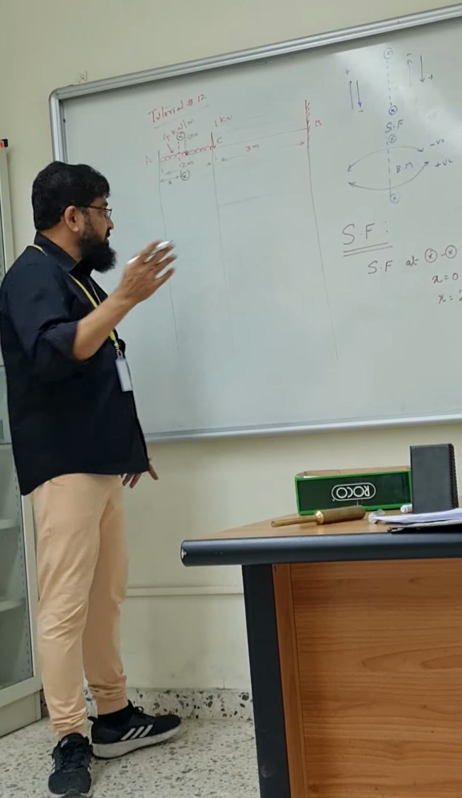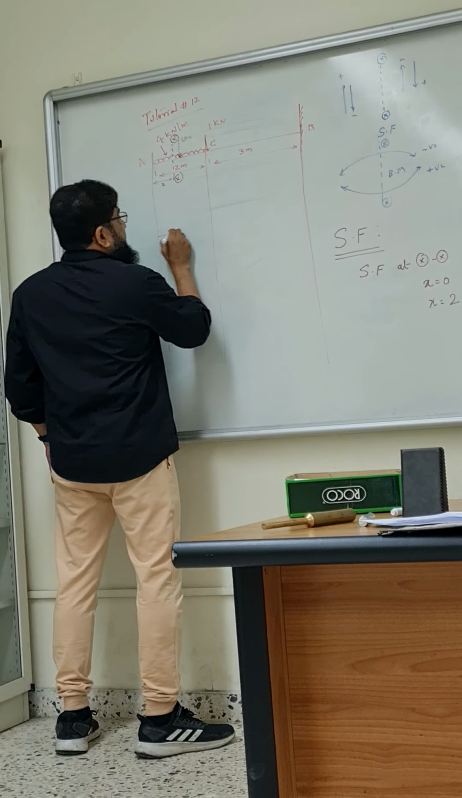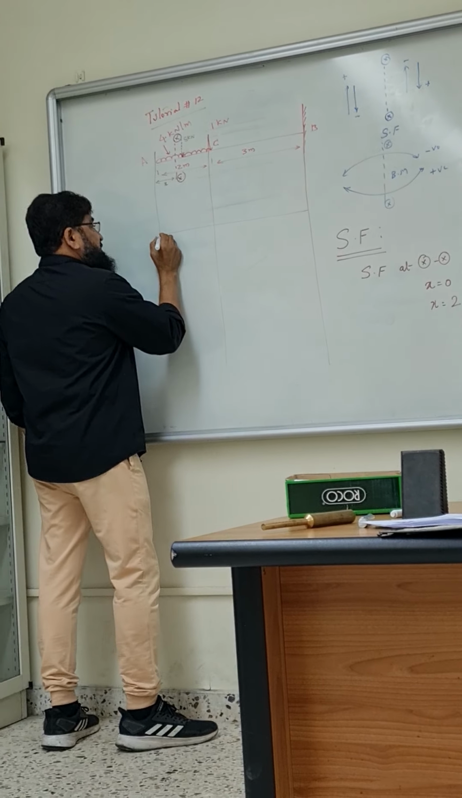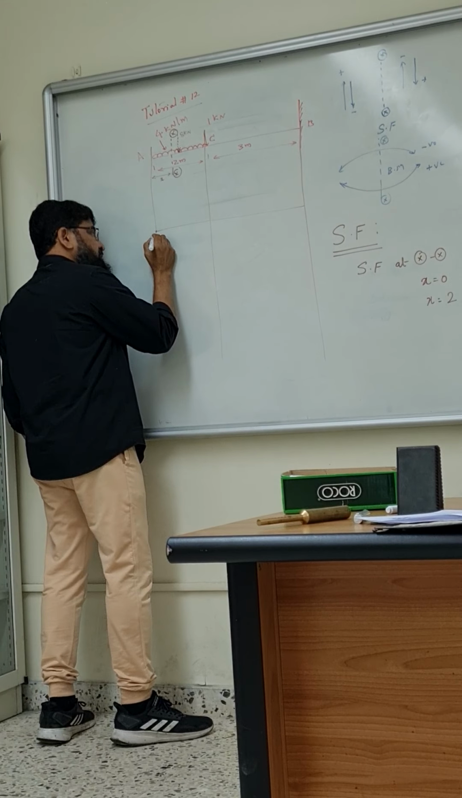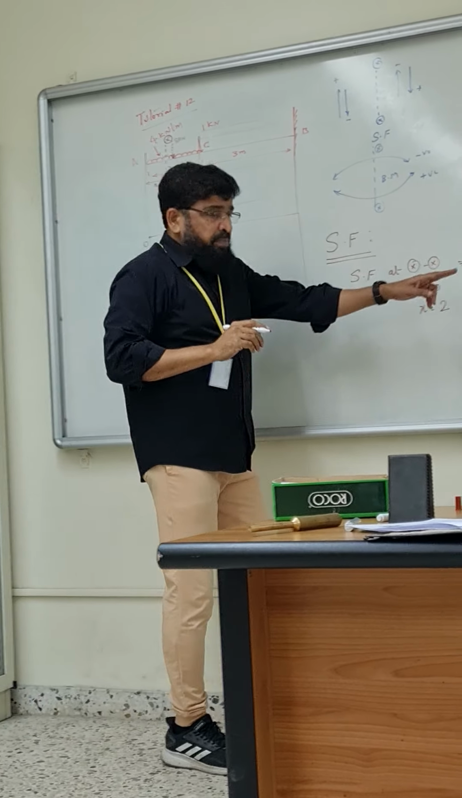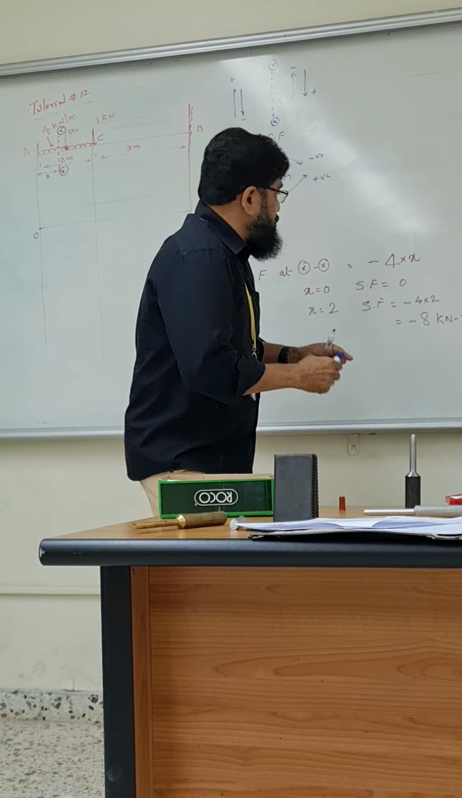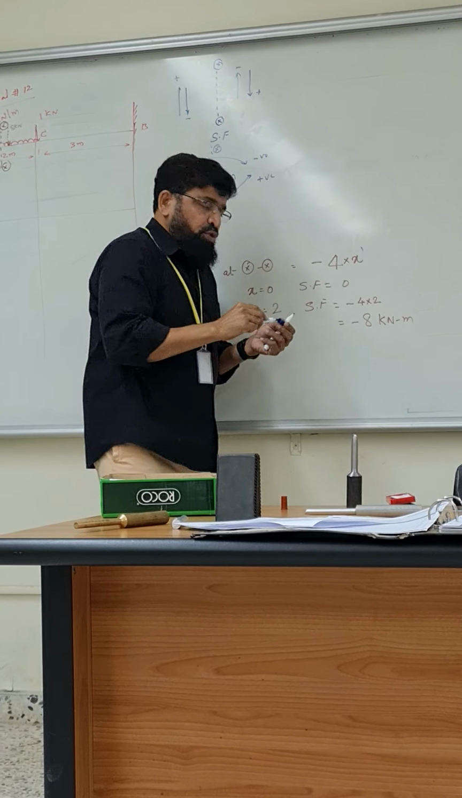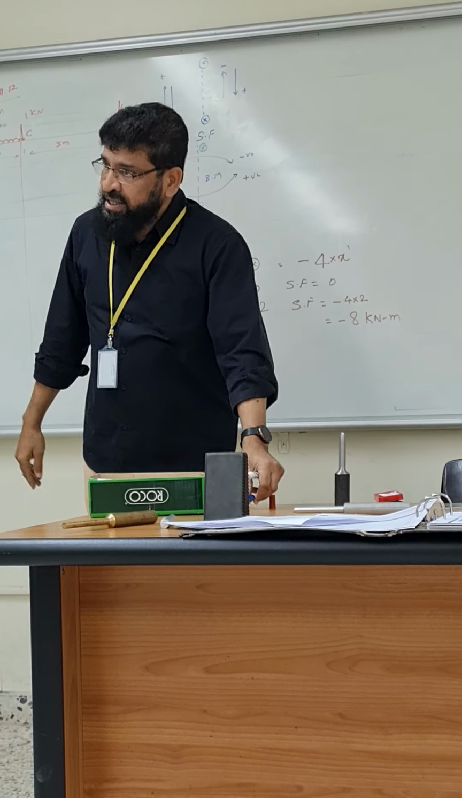Now let me draw a line here. When x is equal to 0, what did you get? 0. And what is the power of x? The power of x is 1 here, see. So it should be what? It should be a straight line, isn't it?